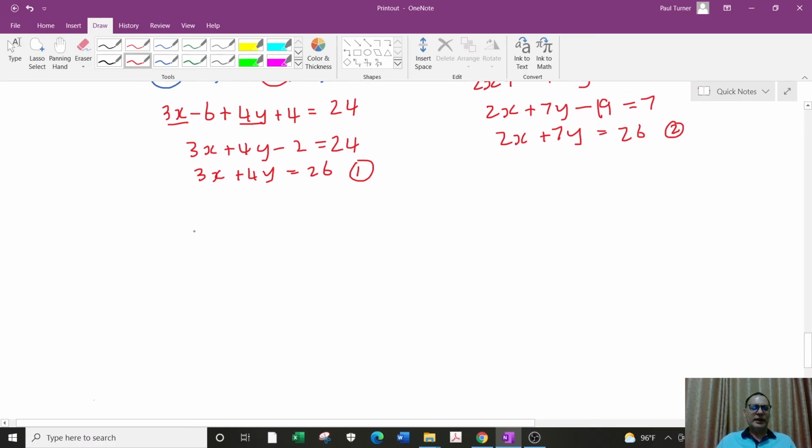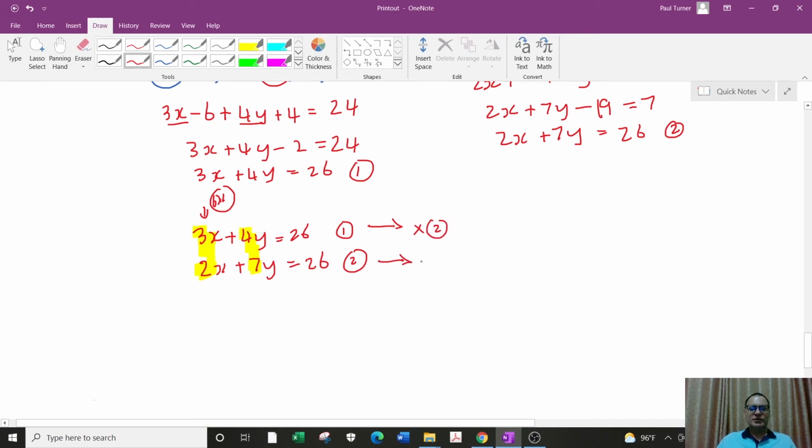So we write our equations down again. 3x plus 4y equals 26, equation 1. 2x plus 7y equals 26 as well. Okay, so notice that these terms are different. We've got 3 and 2, and we have 4 and 7. So we're going to have to change both of these. So how about let's make this one into 6, 6x. These two here, which means we multiply this one by 2, and we multiply this equation by 3. And that will give us the 6x that we want.